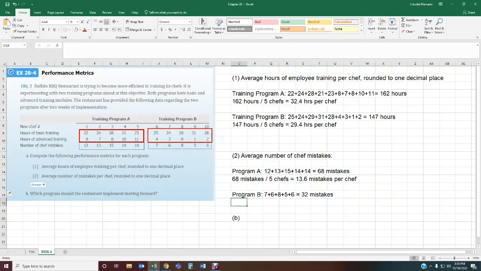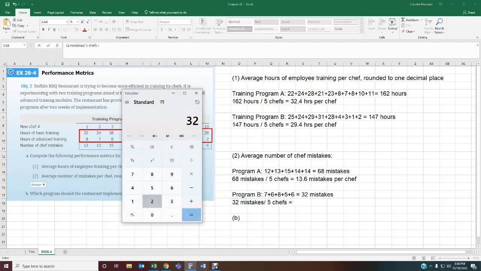For program B, okay, so for program B, we already have a total of 32 mistakes. So we have 32 mistakes. And we're going to divide by 5 chefs, which we had. 32 divided by 5 gives me 6.4 mistakes per chef.